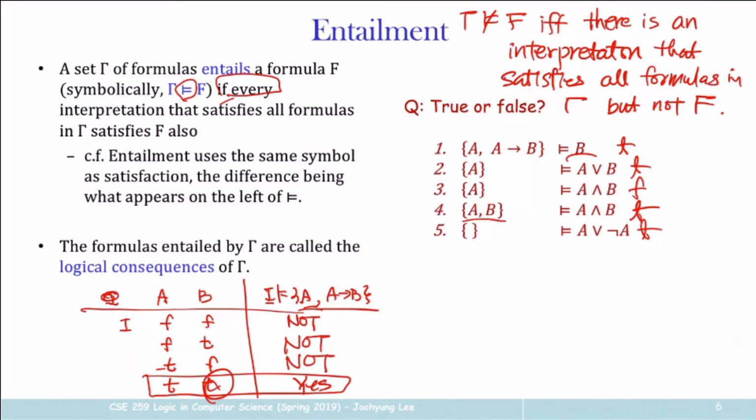So first, I don't know whether you are comfortable massaging this definition, because this one actually requires the use of quantifiers in first order logic, which will be the subject later. But just to make sure that you understand, when we say gamma entails F, it becomes a matter of finding one interpretation that makes all formulas in gamma true, but not F. If you can find at least one such interpretation, then you can say that gamma does not entail F.